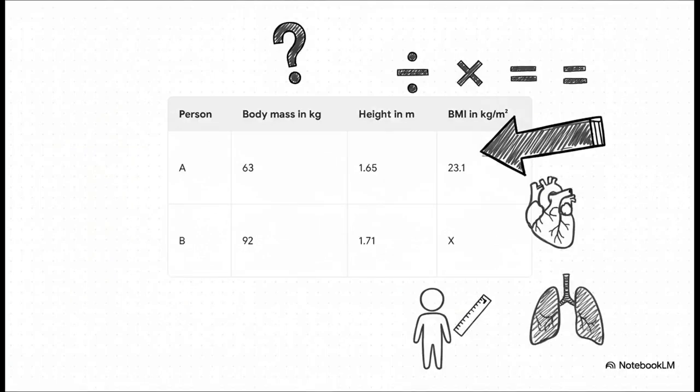We've got this table with info on person A and person B. Now, the very first thing your brain should be screaming is, look at that X for person B's BMI. That's a massive clue that a calculation is coming up. But before we even touch the calculator, the exam has an easier first step for us.